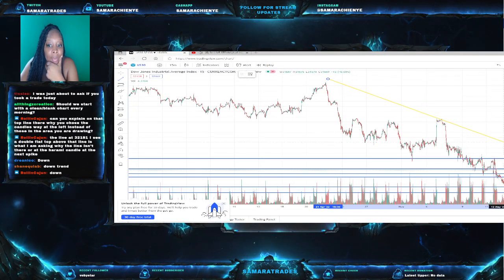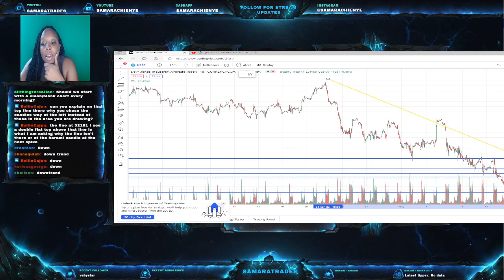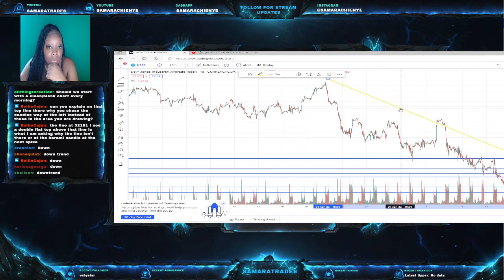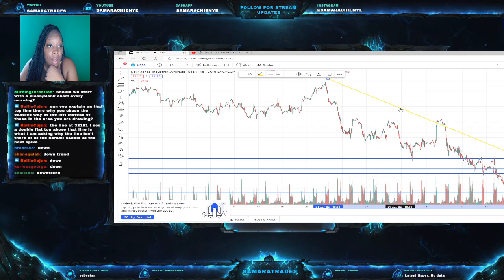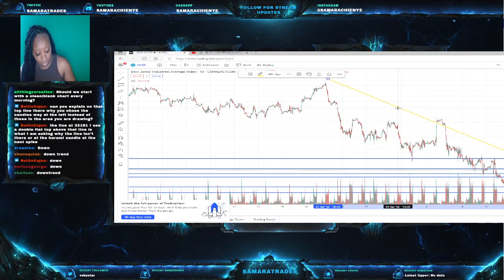All right, so I'm not even looking at the chat box right now, but if you guys are looking at what I'm looking at, then you are correct. I'm looking at a downtrend. So overall, if I see a downtrend, do I automatically get into the trade?